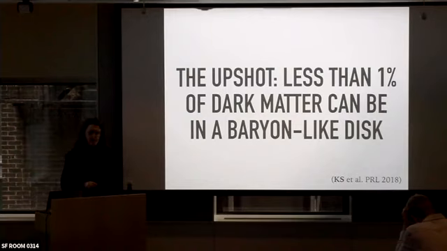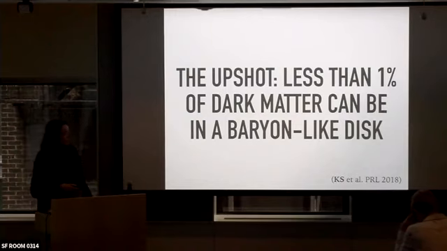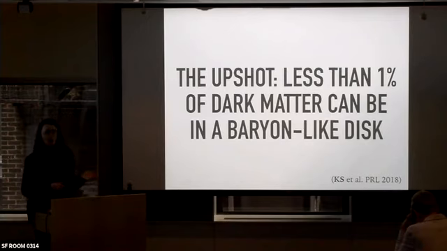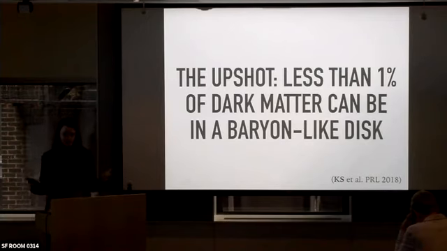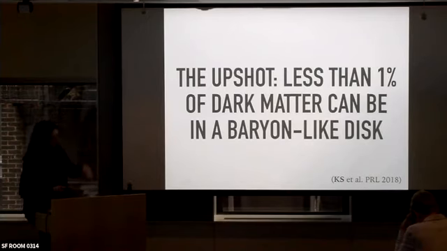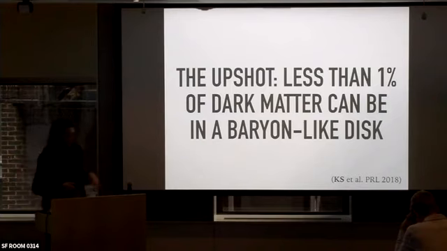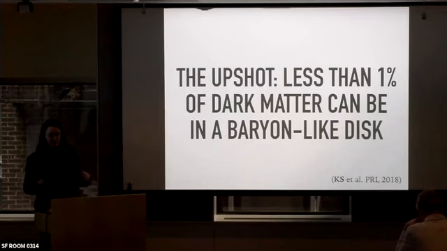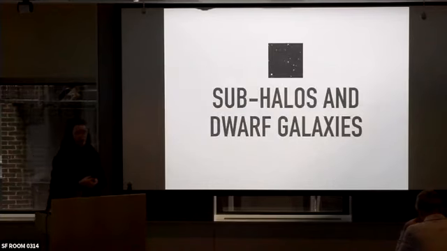So this is already something where we're able to make percent level statements. If dark matter has some way it can dissipate energy efficiently, it had better be that less than 1% of dark matter is doing that in a way where it ends up looking like our baryonic disk. Okay, so that's the upshot from this analysis. Now I want to go slightly further away and talk about subhalos and the dwarf galaxies that live.